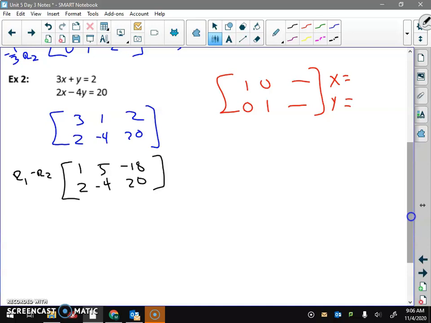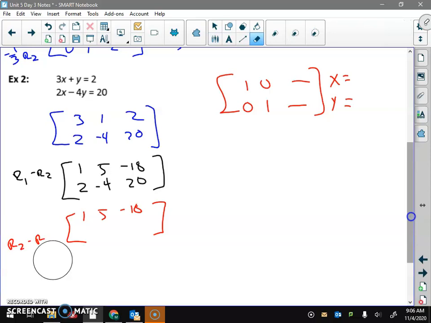I got my 1. I want a 0 where the 2 is. Iteration number 2. 1, 5, negative 18. Row 2 minus 2 row 1s. 2 minus 2 is 0. Negative 4 minus 10 is negative 14. 20, 2 times 18 is 36. 20 minus 36. Oh, did I do that right?